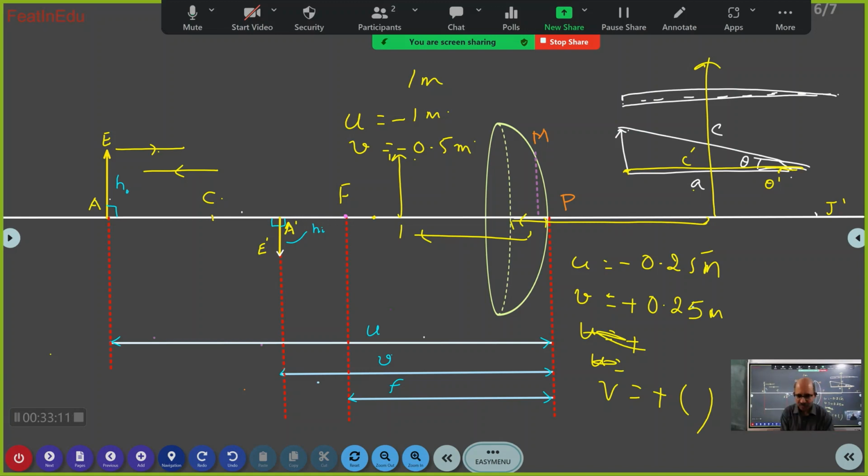If this is the mirror, and I have the object here, where can the image be? Supposing it is on the principal axis, where can the image be? It can also be on the principal axis, but can it be like this? No. Can it be like this? No, sir. It will be like this only. Yes, sir. So it will be on the same plane.